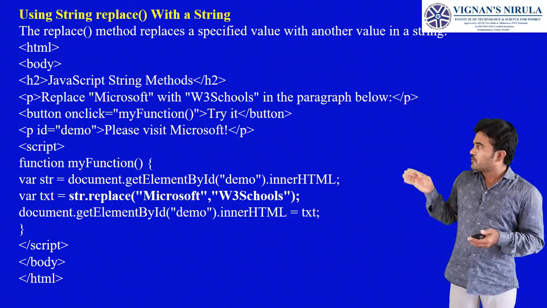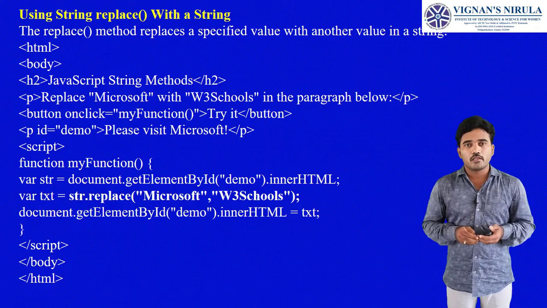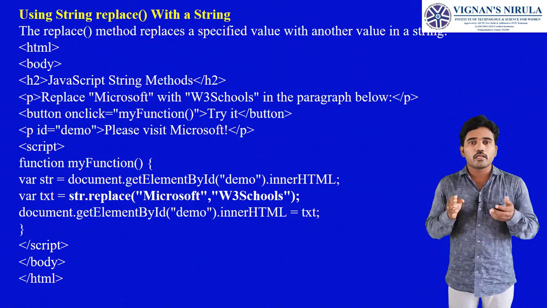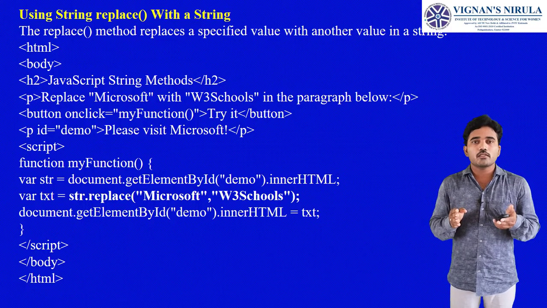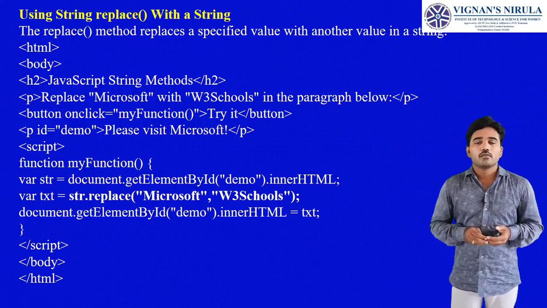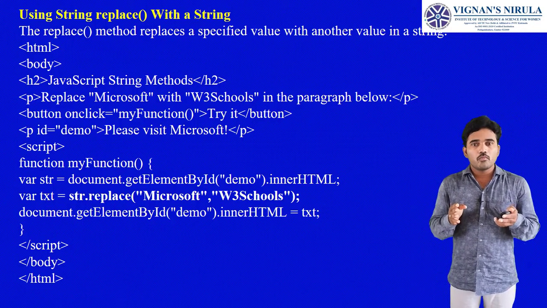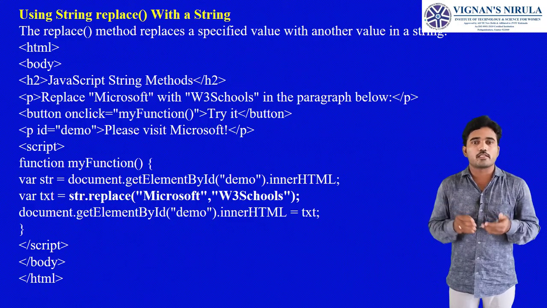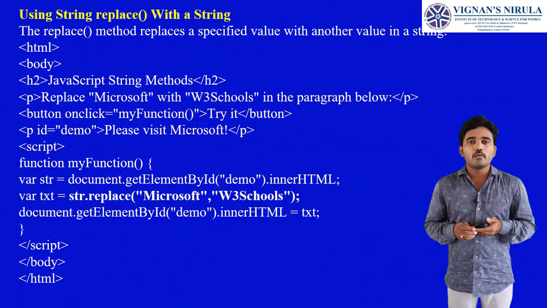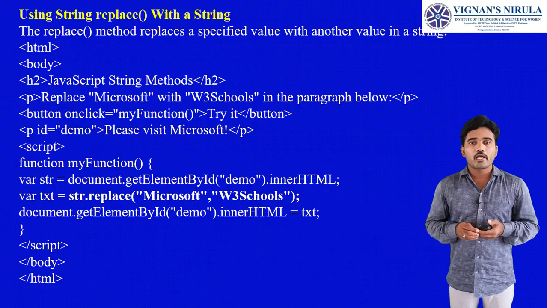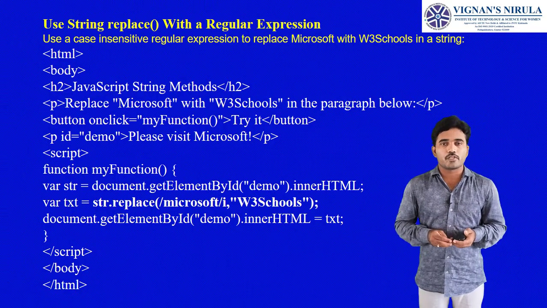Then here I have used a variable txt, and for that I am using the replace method now. So str.replace. I am trying to replace the word Microsoft with W3Schools. So I am getting the document by ID, that is document.getElementById demo.innerHTML is equal to txt. Whatever value is returned in txt will be forwarded to the paragraph element by its ID.